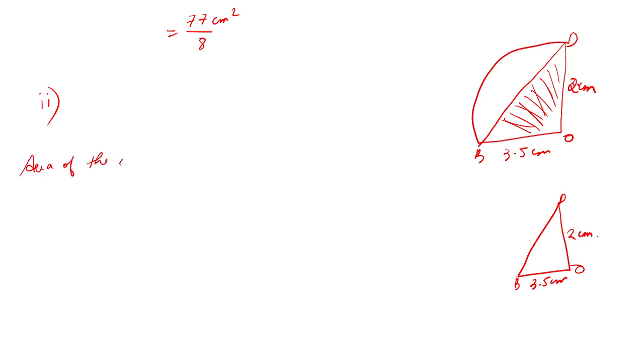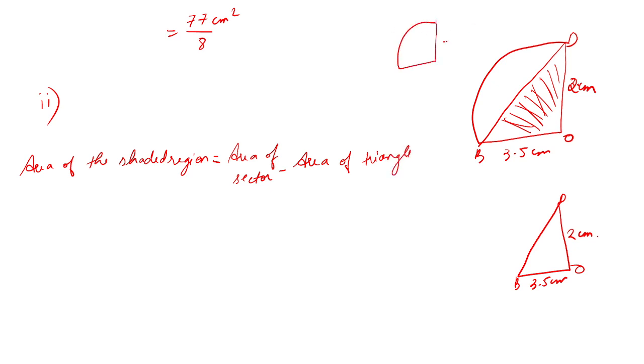So therefore, area of the shaded region is equal to area of sector minus area of triangle. Clear? Area of the sector is this entire part, and then we subtract it with the triangle, which is this part. So we're left with this. Area of a sector, we already know the value, so don't find it out again. You just write it as 77 by 8 centimeter square.